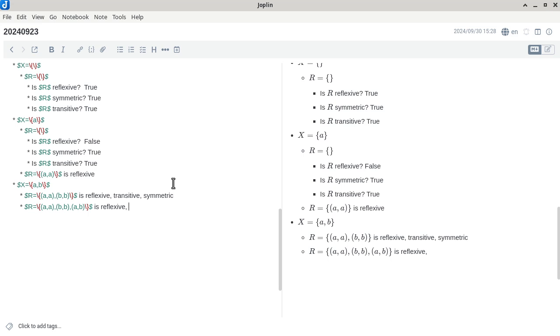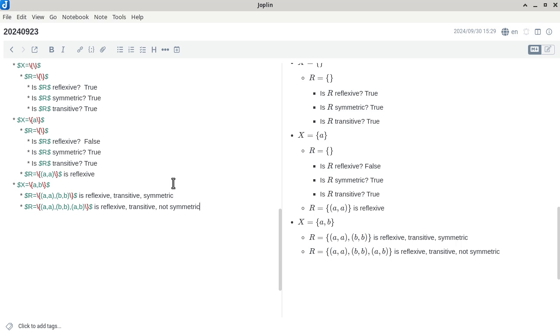So this one is definitely transitive, but it is not symmetric. It is not symmetric because symmetry means XY is in R if and only if YX is in R. In this case, we have AB in R, but BA is not in R. That makes the if and only if false, and since we can find one case that is not true, the whole thing is not symmetric.